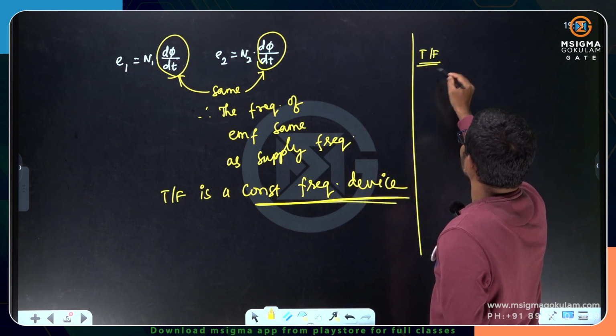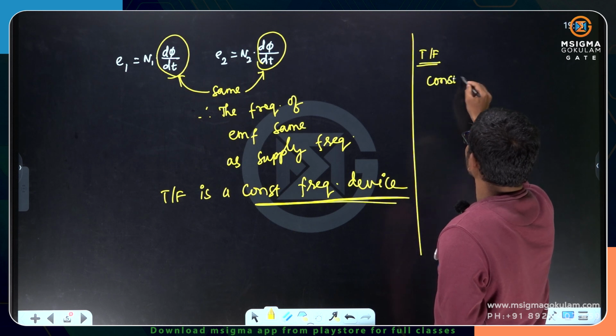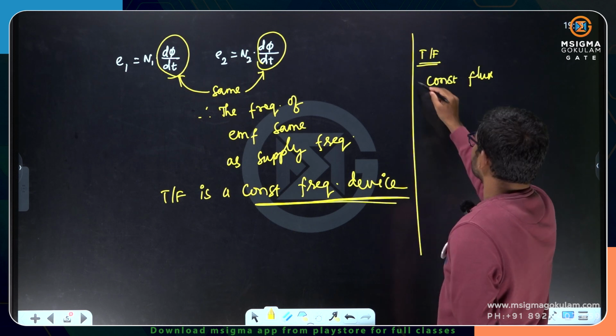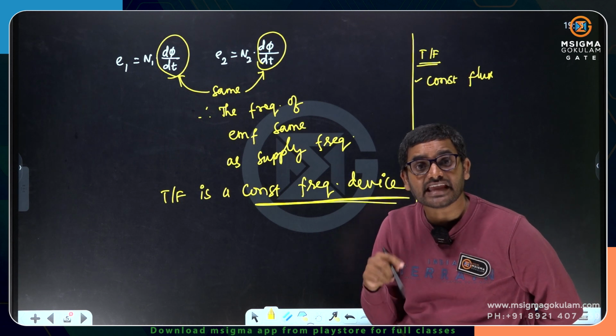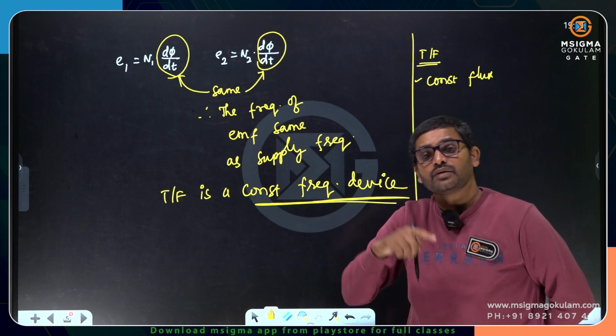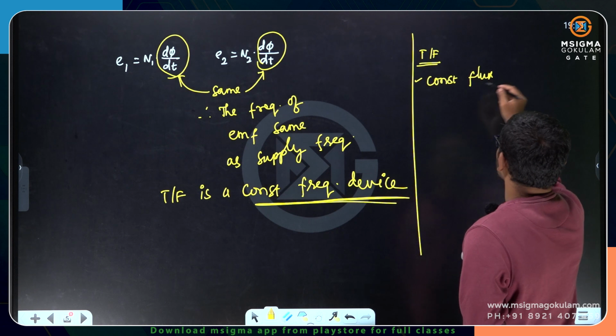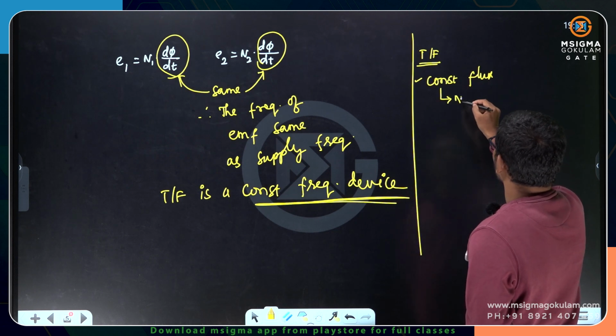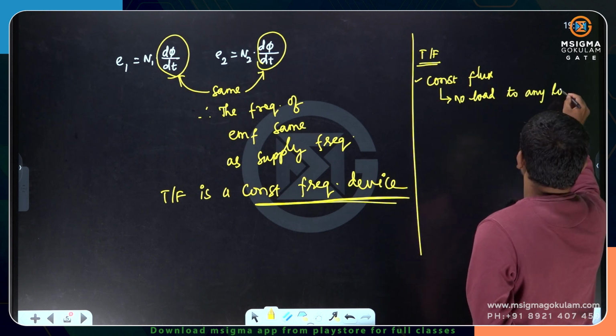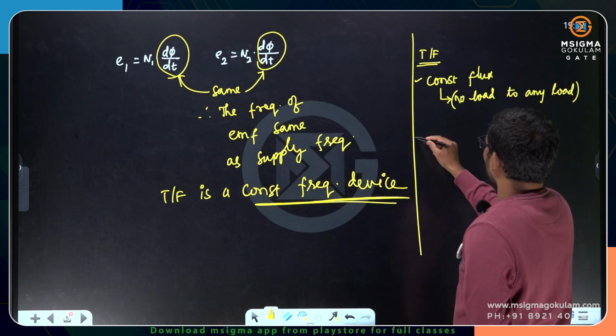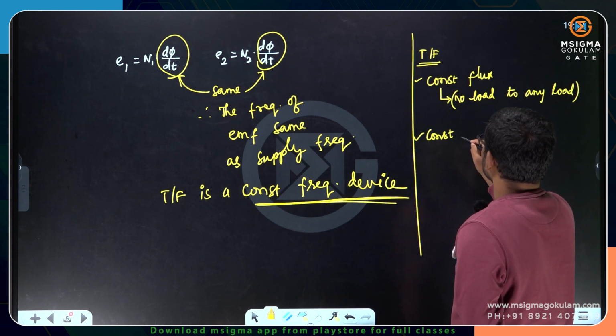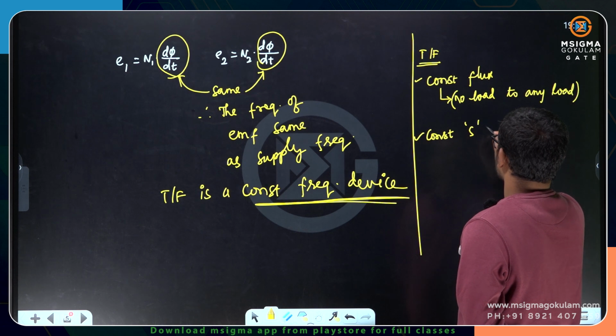Transformer, constant flux device. Constant flux doesn't mean time invariant. Constant means from no load to any load. Now, the transformer is a constant apparent power device, S device.